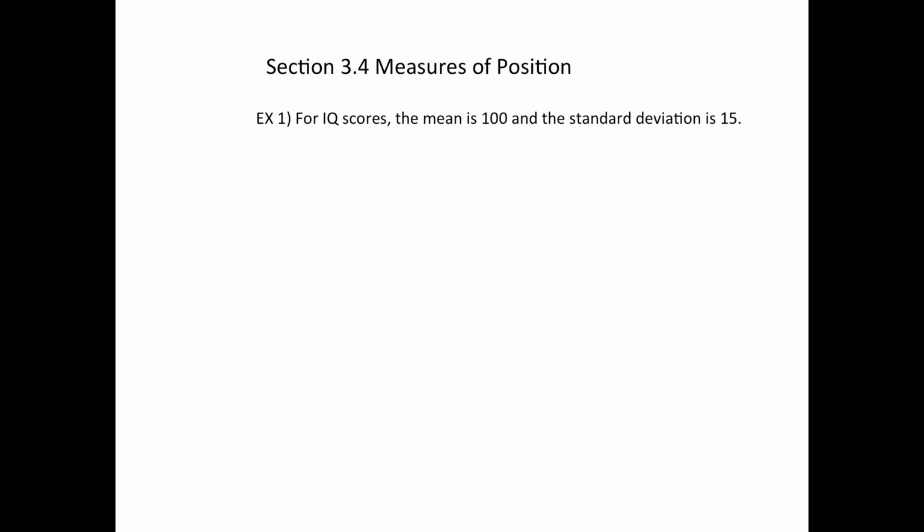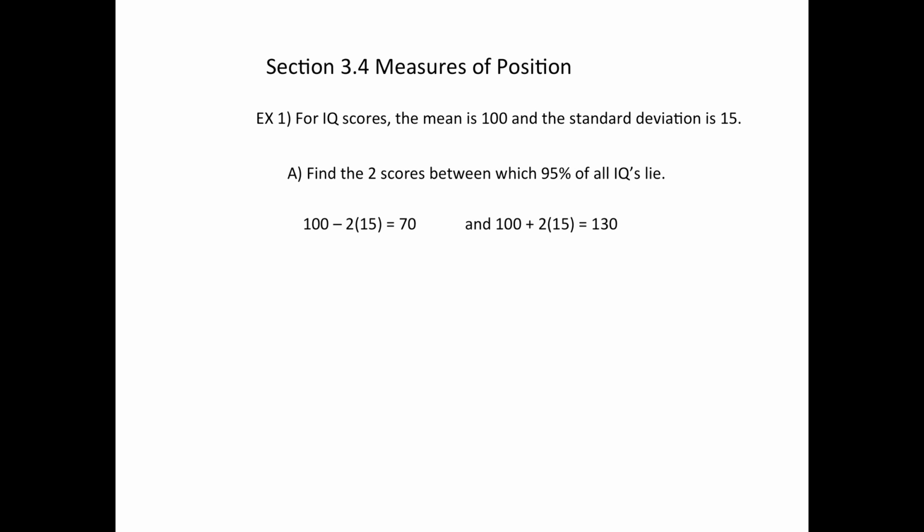So find the two scores between which 95% of all IQ scores lie. So that's the idea where you take the mean minus 2 standard deviations and the mean plus 2 standard deviations. And so between 70 and 130, that's where 95% of people's IQ scores would be.